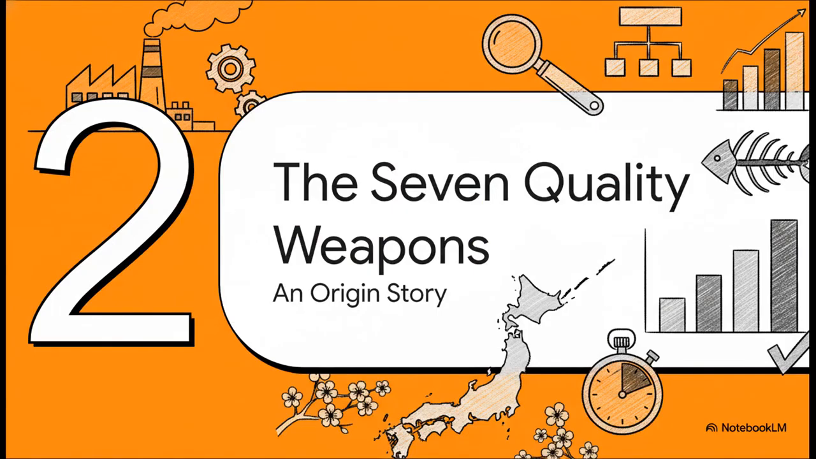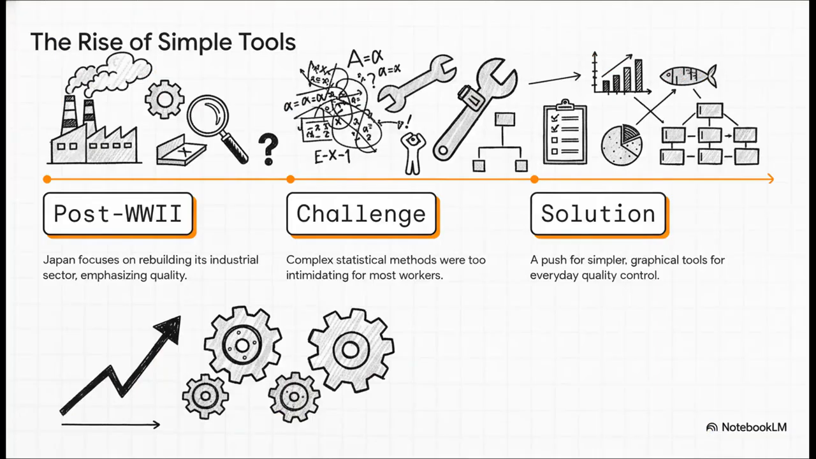So where did this whole revolutionary idea of a simple, universal toolkit even come from? Well, to get that, we need to hop in a time machine and head back to post-World War II Japan. So, picture this. In the post-war era, Japanese industry is laser-focused on rebuilding and trying to compete on the world stage. They knew quality was everything, but they hit a huge roadblock. All these advanced statistical methods were just way too complicated for the average worker on the factory floor. They needed something better, something everyone could use.